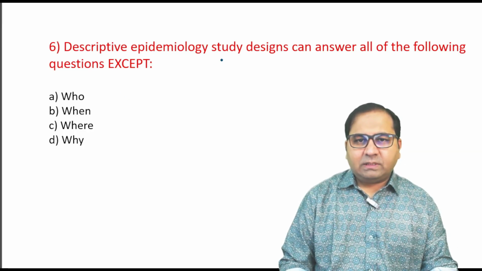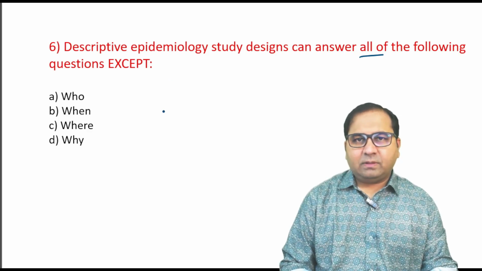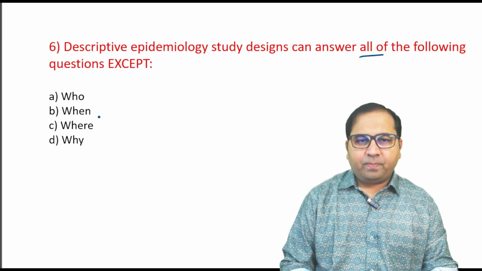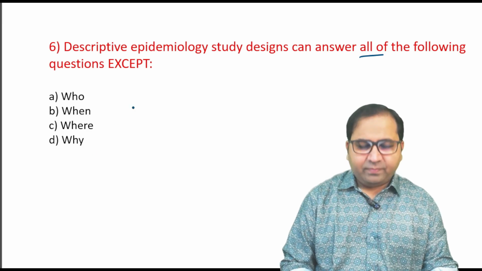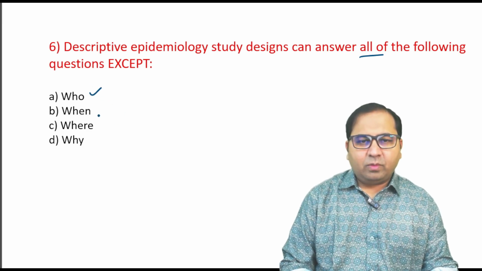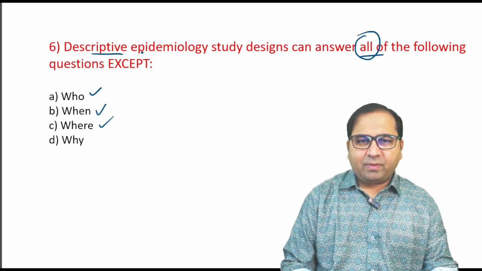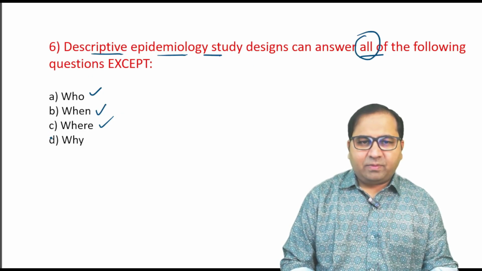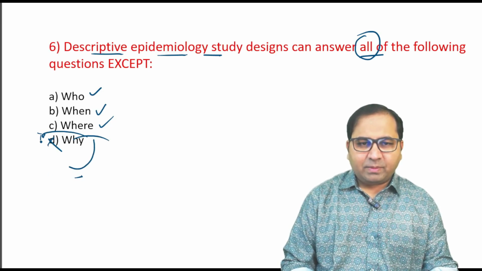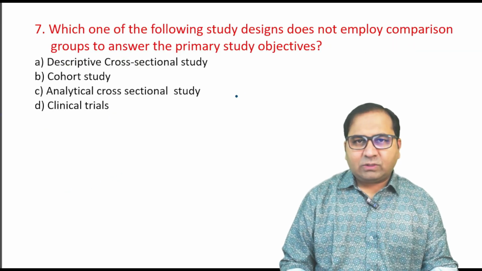Descriptive epidemiology study designs can answer all of the following questions except. The options are A. Who, B. When, C. Where, and D. Why. So who, when, where, all these three are used in the descriptive type of epidemiological studies except why. So why is not used. So the answer for this question is why. Please remember this point. Next question.